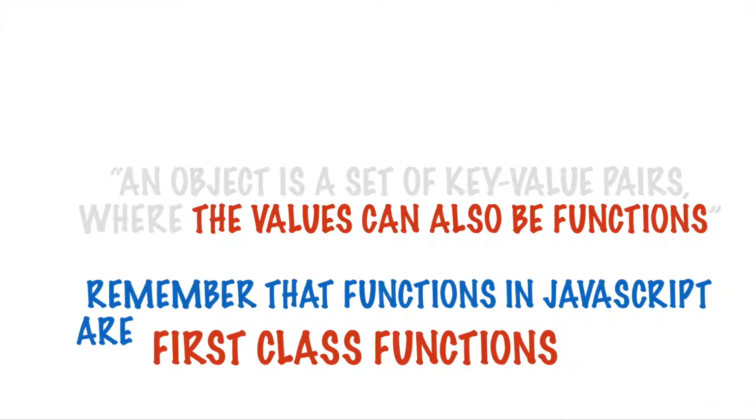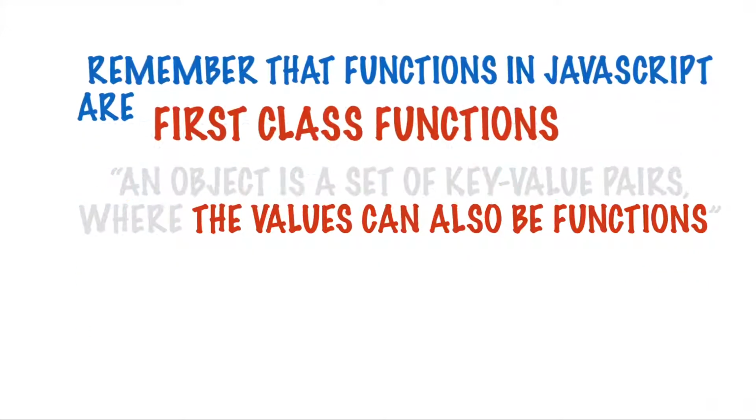Functions in JavaScript are first-class functions. The term first-class functions means that three specific properties are satisfied by functions, which are also satisfied by numbers and strings. Functions, just like numbers and strings, can be assigned to a variable. They can be returned as a return value from a function, and they can be passed in as an argument to a function. These three properties make functions in JavaScript first-class functions.